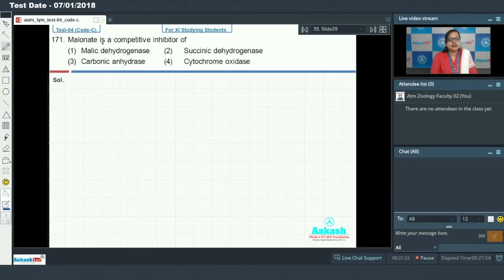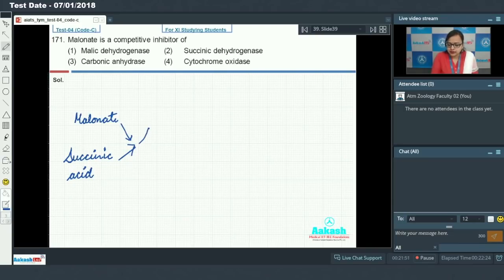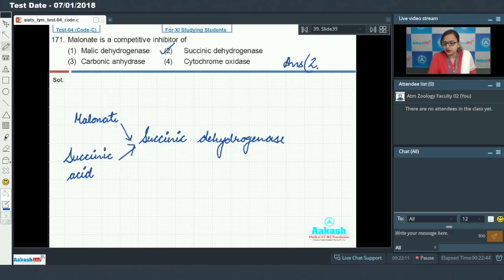In question 171, it is asked, malonate is a competitive inhibitor of. You know that competitive inhibitors compete with substrate for binding with the active site of the enzyme, and malonate competes with succinic acid to bind with the active site of the enzyme succinic dehydrogenase. So, malonate is a competitive inhibitor of succinic dehydrogenase, making option 2 the answer for our question.